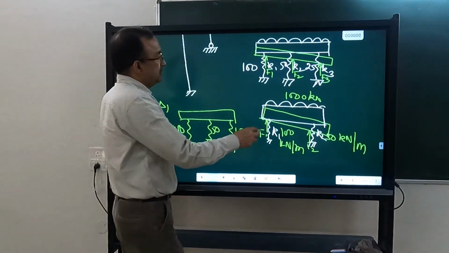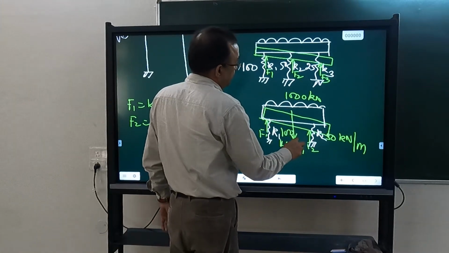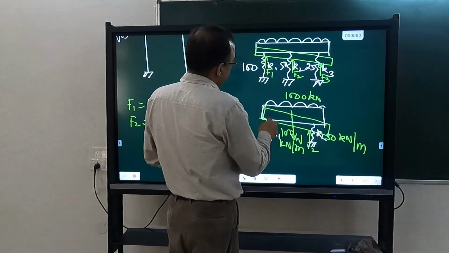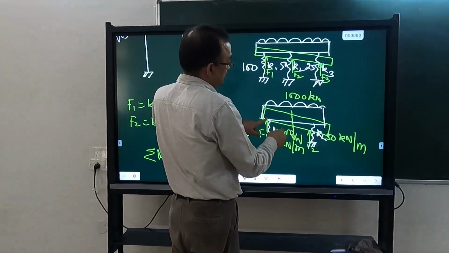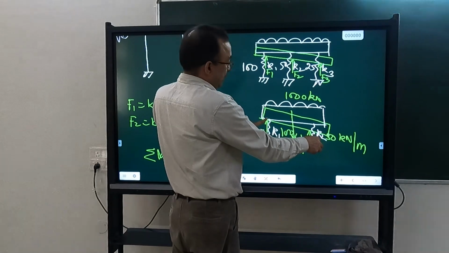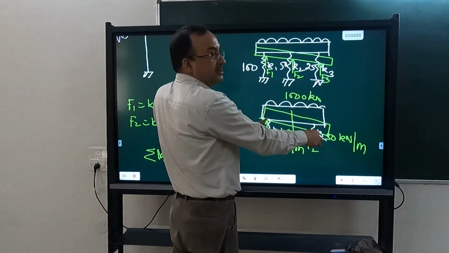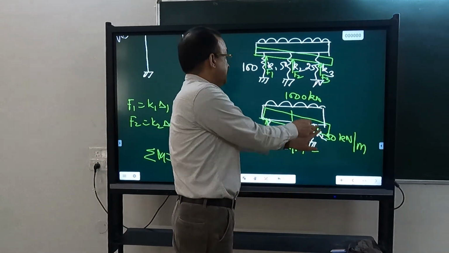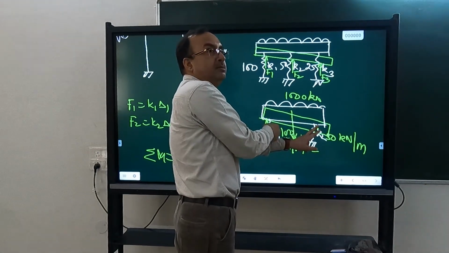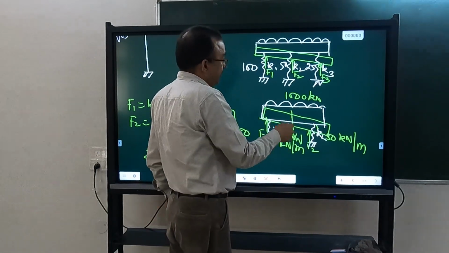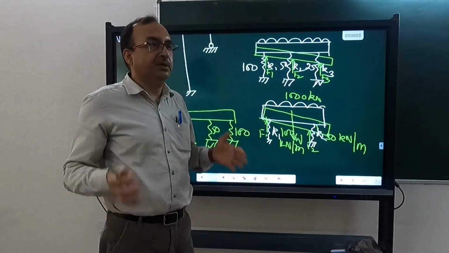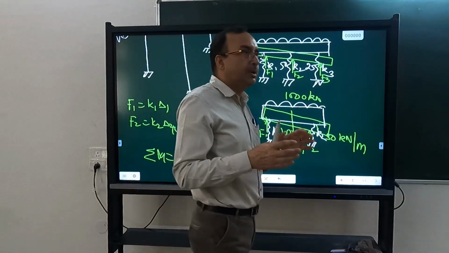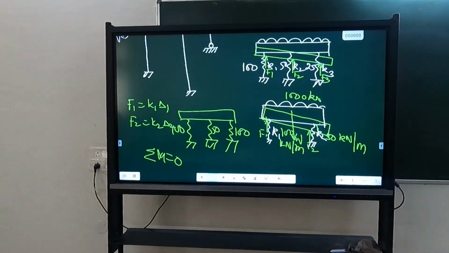So suppose this is the applied force of 1000 kilonewton, W. I take moment about this point. You can see that this is L by 2 and this is L. So I will get the value of force here. I take moment about the other point, then this will be L by 2, this will be L. Both will come out to be the same. So forces will come out to be the same in this case because of equilibrium condition.